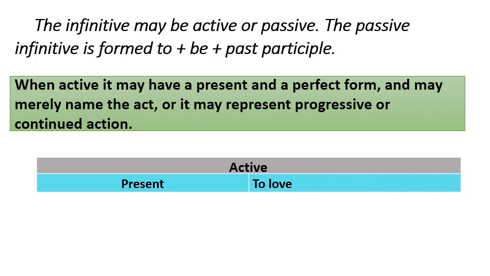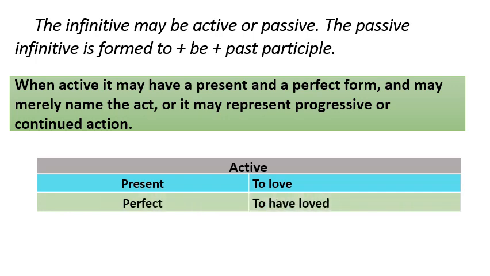When the to infinitive is used with present simple tense, then the formation will be to plus the first form of the verb. For example, to love. When the to infinitive is used with present perfect tense, then the formation will be to plus has or have plus the third form of the verb. For example, to have loved.